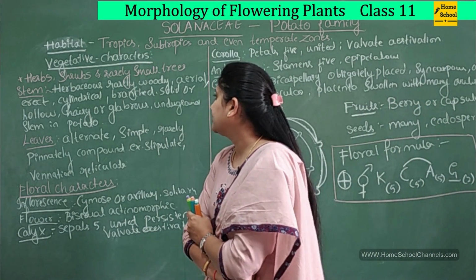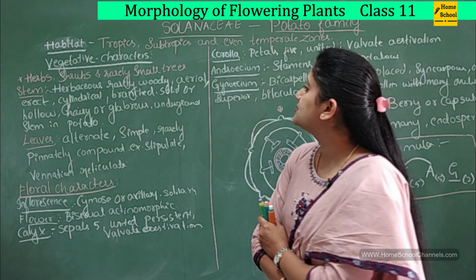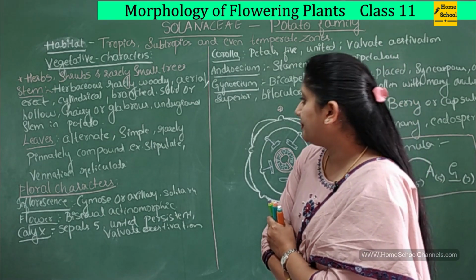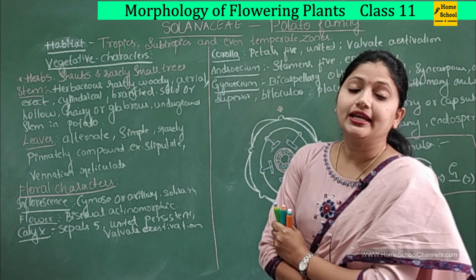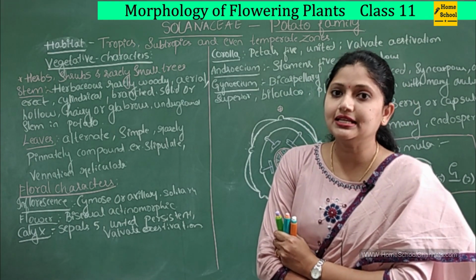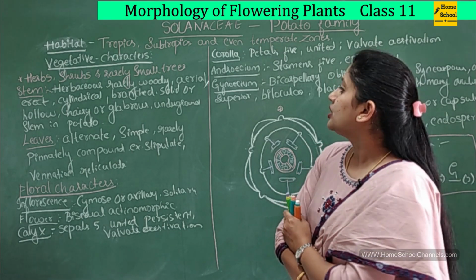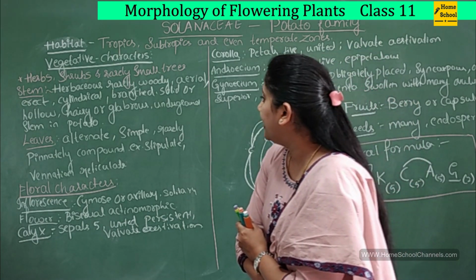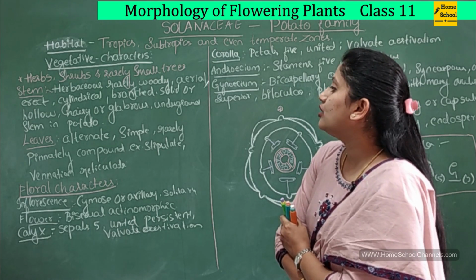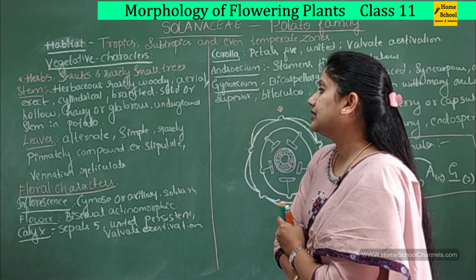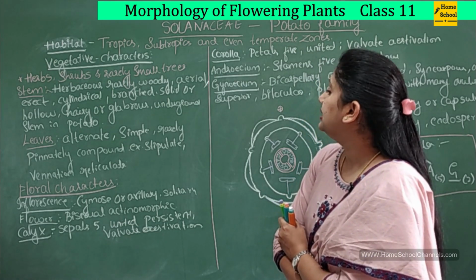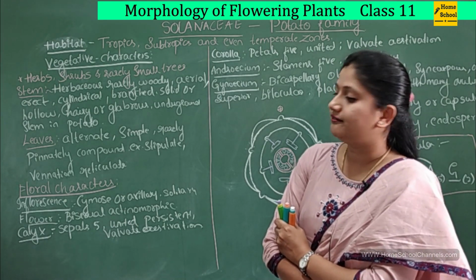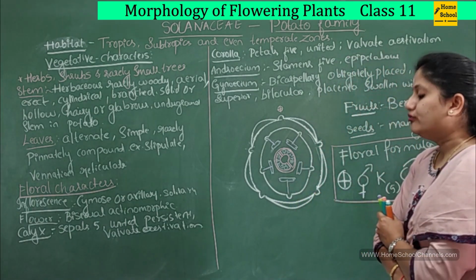Then the vegetative characteristics. Usually they are seen as herbs, shrubs, and rarely small trees also. Then the stem is herbaceous, rarely woody, and aerial. We have already seen what aerial, subaerial, and underground stems are. So the stem is aerial, erect, cylindrical, branched, solid or hollow, hairy or glabrous, and underground in case of the potato. Then leaves, alternate, simple, rarely pinnately compound, exstipulate, and they have reticulate venation. Then moving on to the floral characteristics.